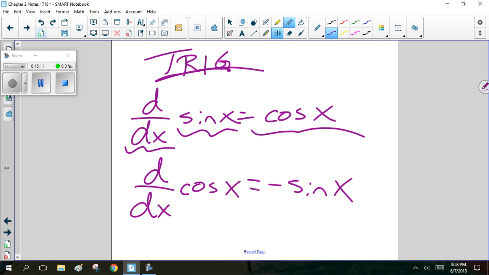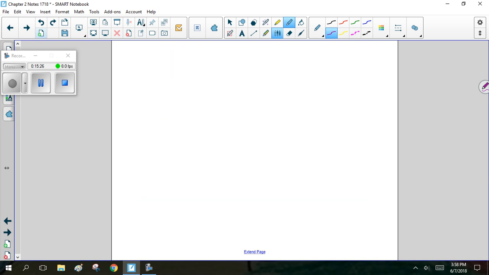Those are probably the only trig functions you're going to need for this class. I don't think we'll ever need tangent or cotangent or any of those guys. So that should be good. You occasionally need trig identities, but pretty rarely. All right. Finally, I think the last rule we need to learn is exponential functions.